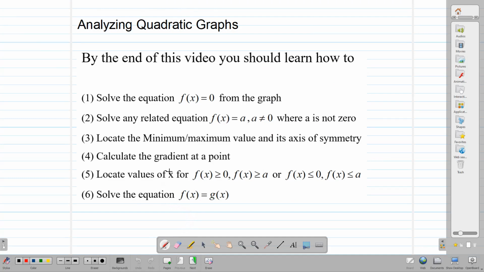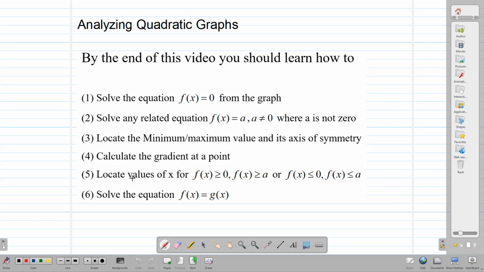In today's video, we are going to be looking at analyzing quadratic graphs. By the end of this video, hopefully, you should learn how to use the quadratic graph to solve an equation or to solve equations related to it. You should be able to find the minimum or maximum value from the graph and also to write down the axis of symmetry. Also, you should be able to calculate the gradient at a point.